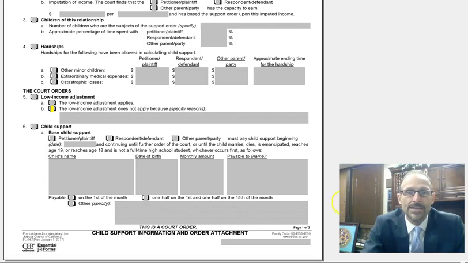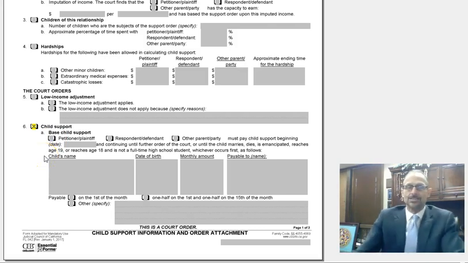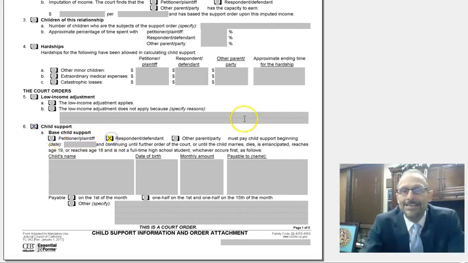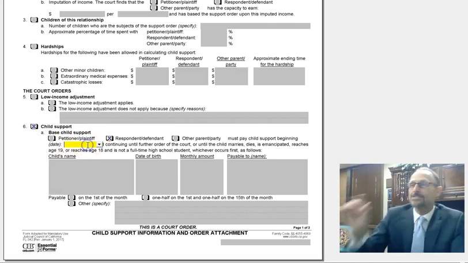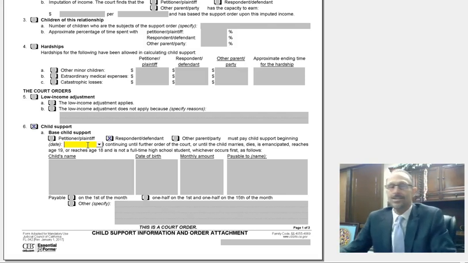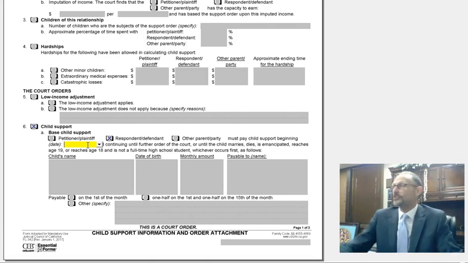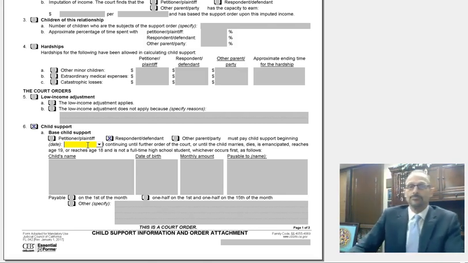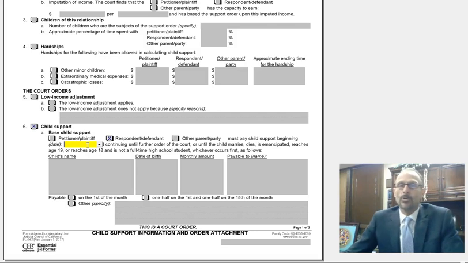6, child support. Base child support. So we're going to mark this one. And then who's paying? Let's say that the respondent is paying child support. So we mark respondent must pay child support beginning, and there must be a commencement date. So when is child support starting? Starting tomorrow? Starting the 1st of next month? Starting 6 months ago when you filed your RFO? You need to know when the child support starts. You can't just pick an arbitrary date.